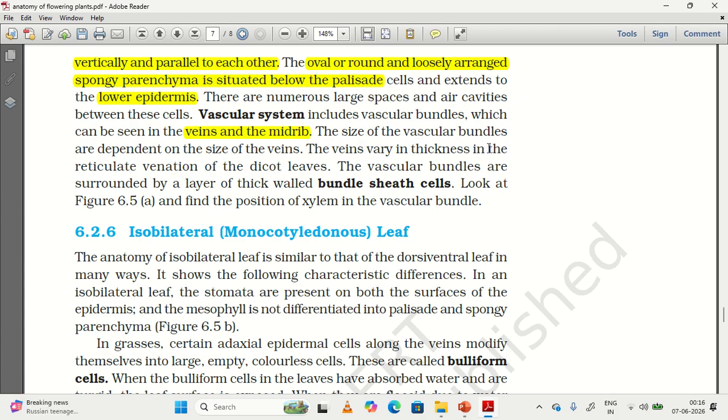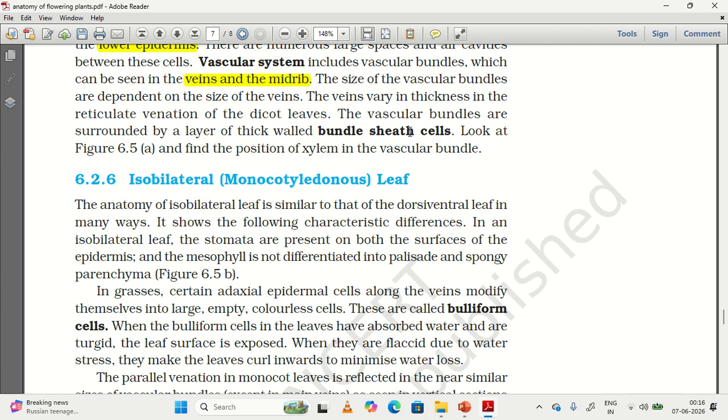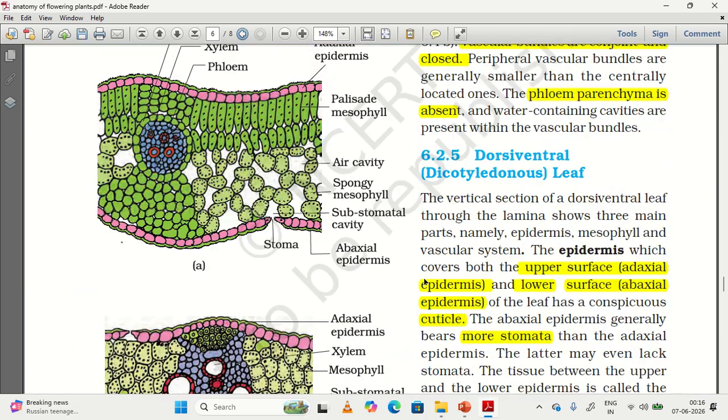The vascular bundles are surrounded by a thick-walled layer known as the bundle sheath cells. Now we'll see the diagram once.